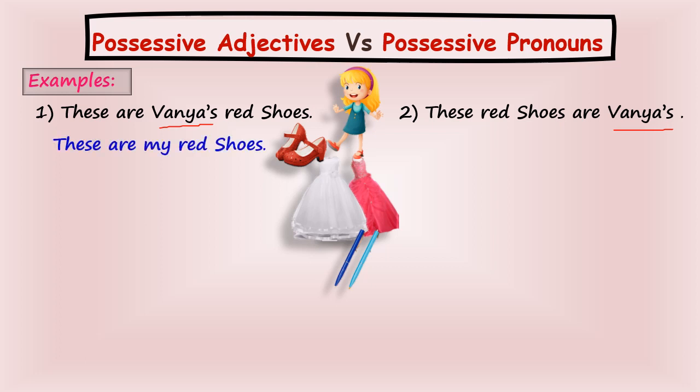Now the sentence is, these are my red shoes. Suppose Vanya herself is telling that these are my red shoes. So here Vanya is replaced by my. Yes, and in the next sentence Vanya is telling, these red shoes are mine. So here Vanya is replaced by mine.